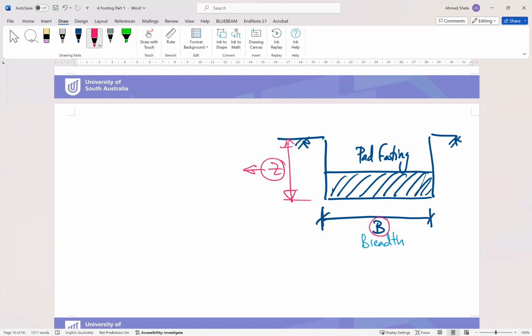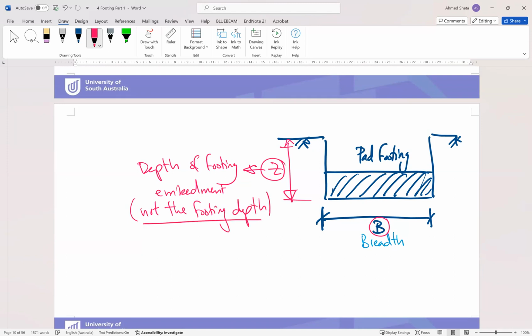So Z is the depth of footing embedment in the soil, not the footing depth. Okay, so it is not the footing depth. And again, B is the breadth of the footing. And as you can see, the Q ultimate is proportional to B and D, the breadth and the embedment.